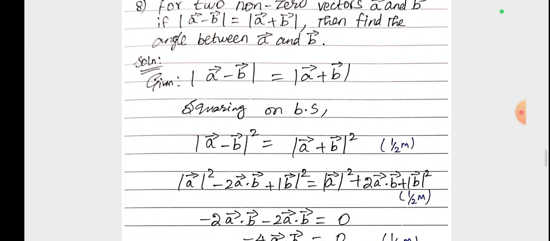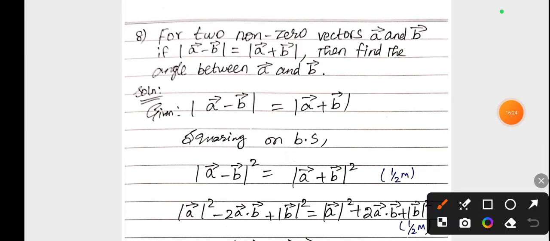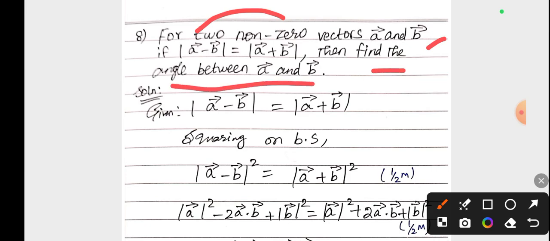It's very easy. Coming back to 2 marks, I think this is the third 2 mark question we are discussing in this video. Again, for two non-zero vectors a and b, the magnitude of a vector minus b vector equals the magnitude of a vector plus b vector. What do we want to find? The angle between a vector and b vector. What should you do? Squaring on both sides.